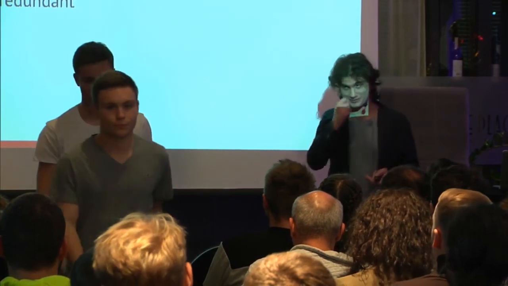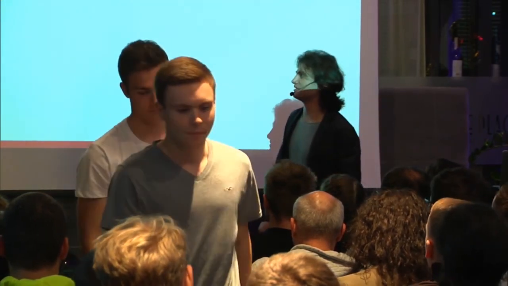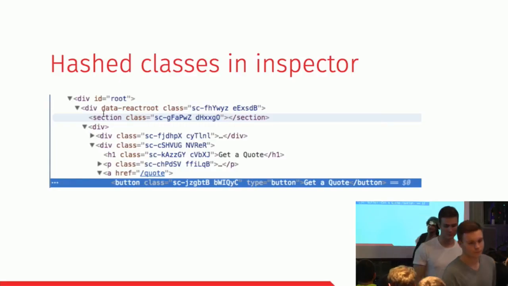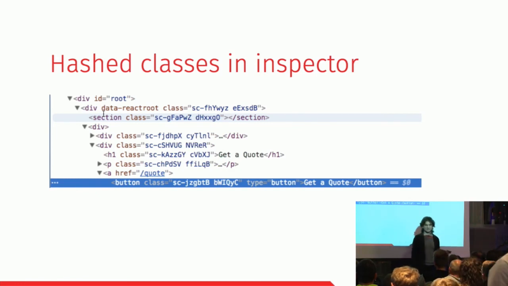And hashed classes. Hashed classes is a problem that actually can be easily solved by adding an additional library to handle this. But if you don't add this library, your inspector will look like this. So you have just hashed classes that don't tell you which class really ruined your CSS.